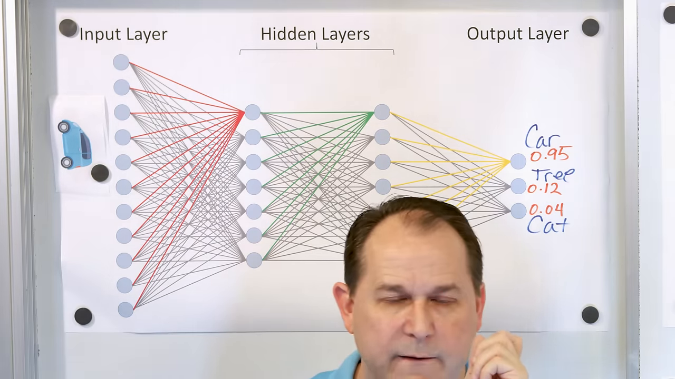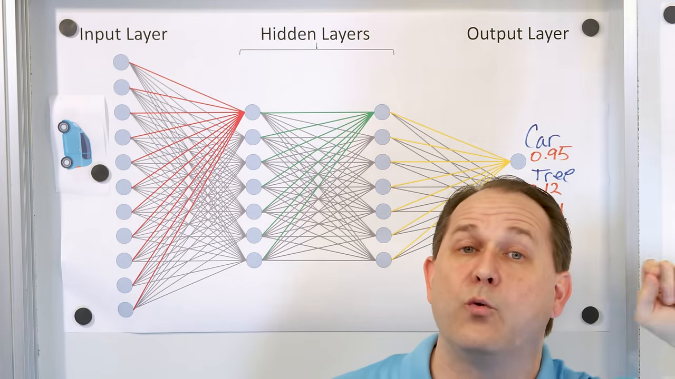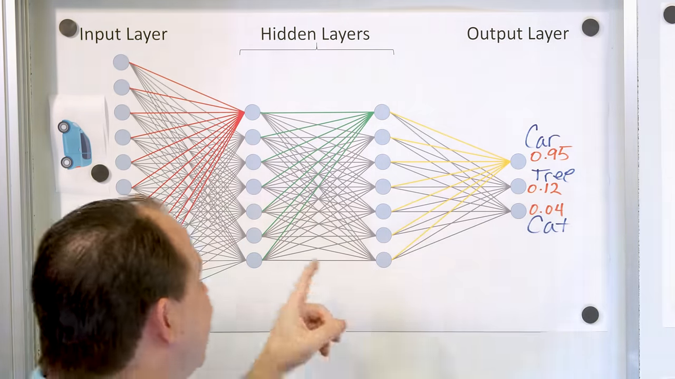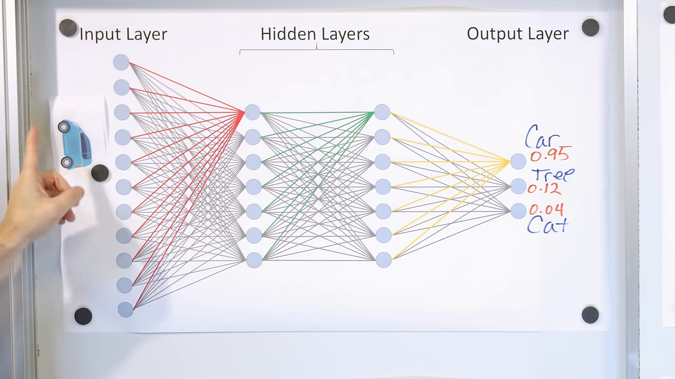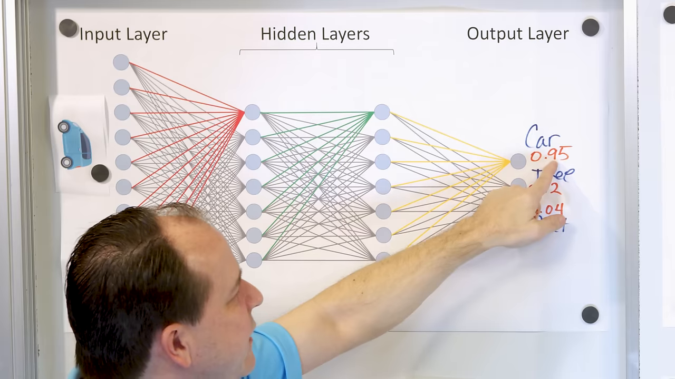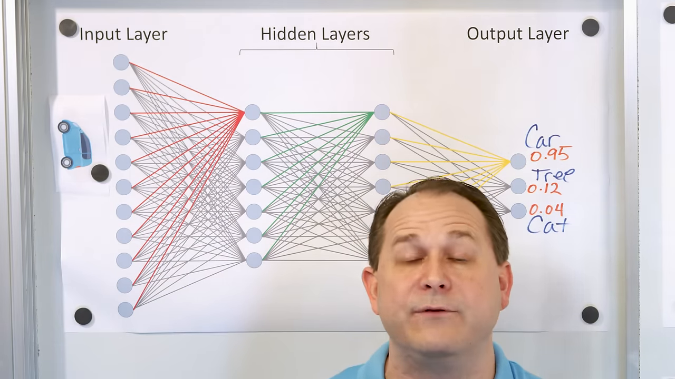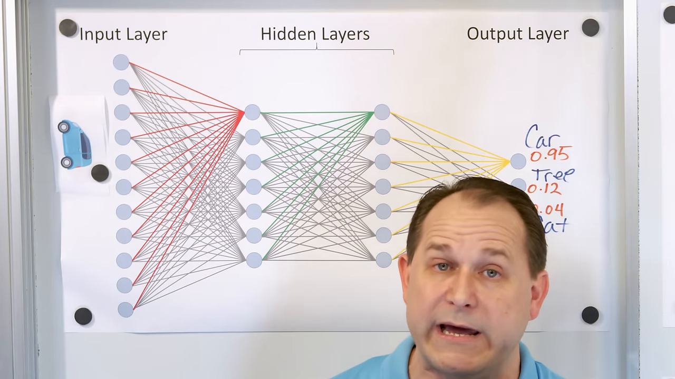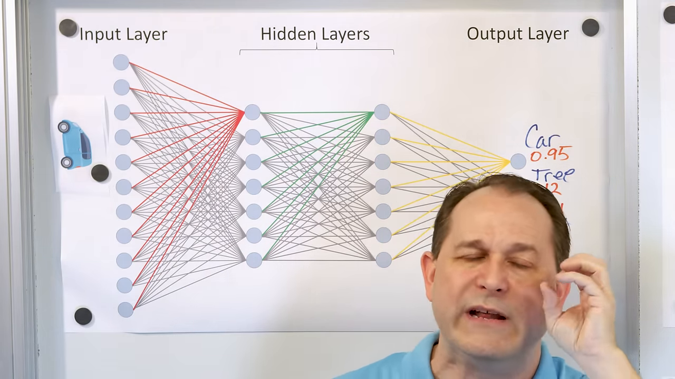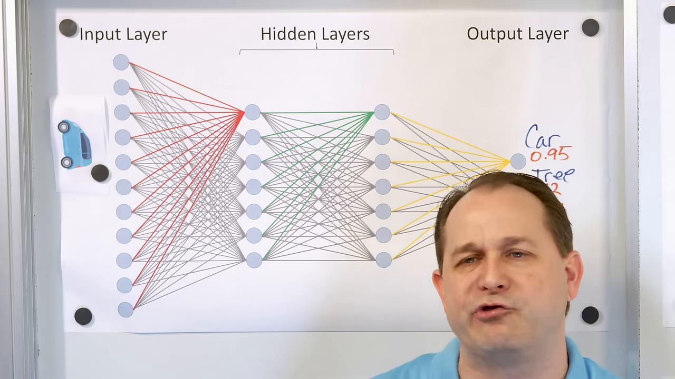To the point where, even if you put in an image that it was not trained on, let's say this car was not even in the training set, ideally you want the network to still, with a high percent accuracy, give you the correct output, even when it's operating on an image it wasn't trained with.